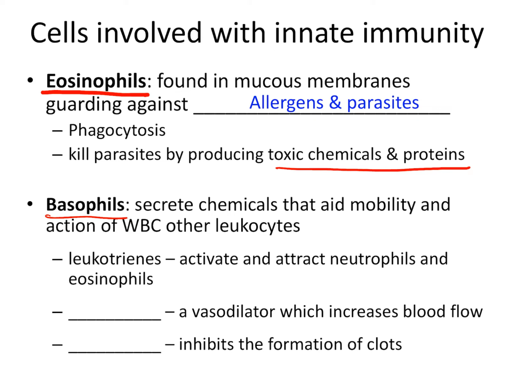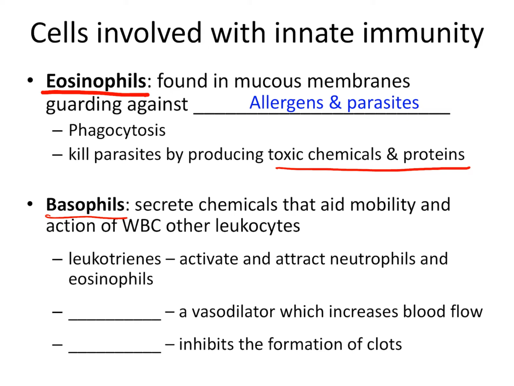Our basophils, if you'll recall, secrete chemicals that help to coordinate the immune response, and they also play a role in increasing blood flow in an area, and in doing so, increasing the ability of other white blood cells to enter the area and move around effectively.